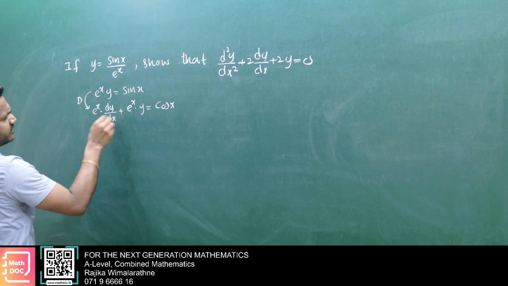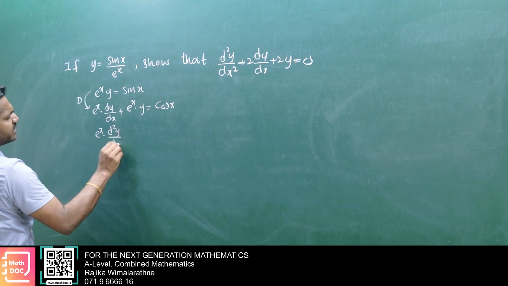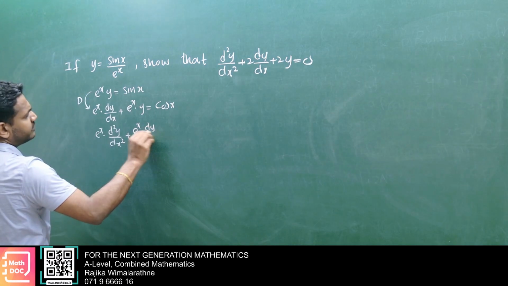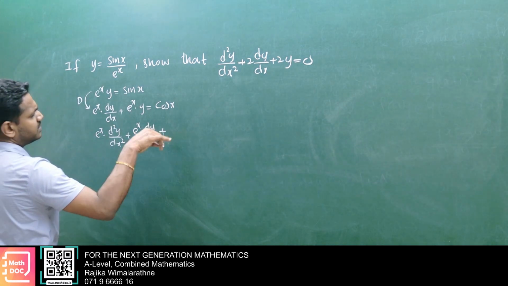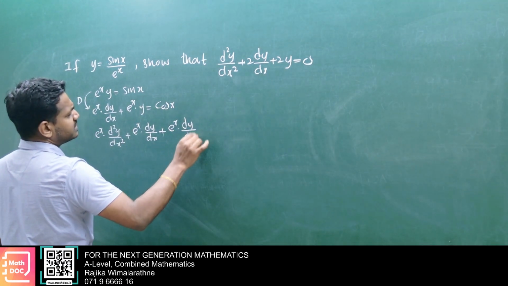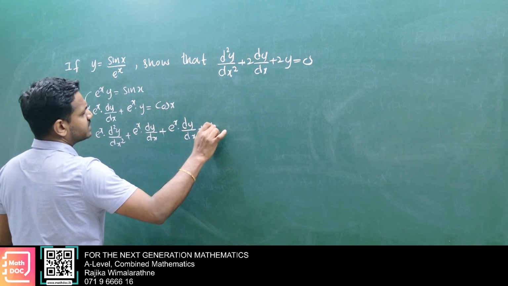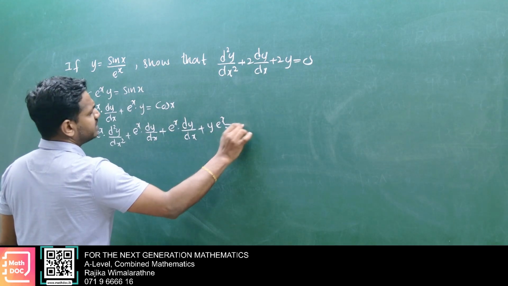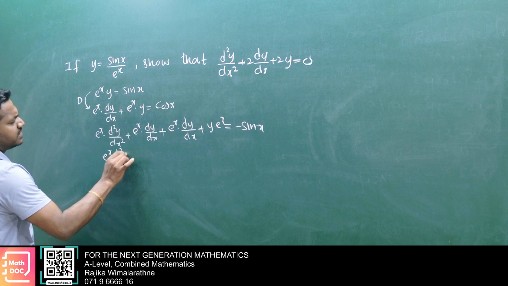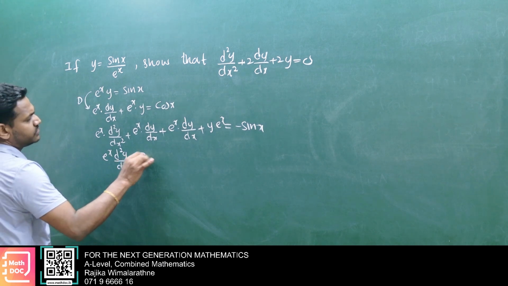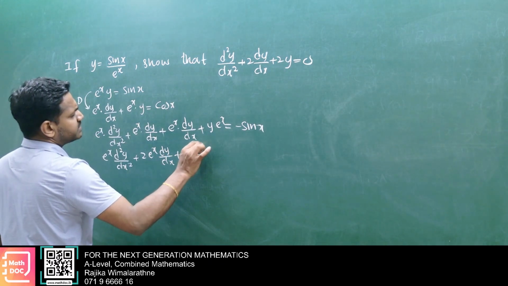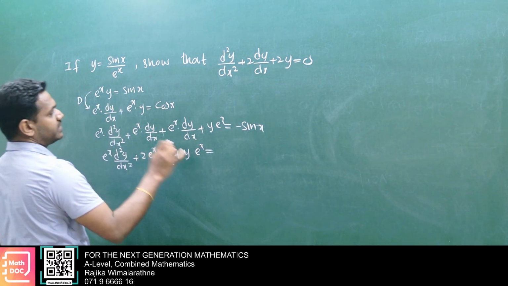e to the power x times dy over dx, second derivative d squared y by dx squared. e to the power x, derivative e to the power x, times dy over dx. Here it is a product. And for this product, e to the power x times y, derivative dy over dx, plus y times e to the power x, derivative e to the power x. Cos, derivative minus sin. Okay, e to the power x d squared y by dx squared plus 2 e to the power x dy over dx plus y times e to the power x equals minus sin x, which is equal to minus e to the power x y.